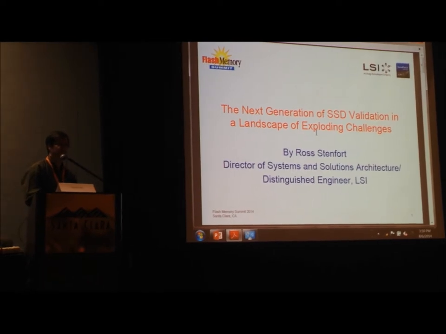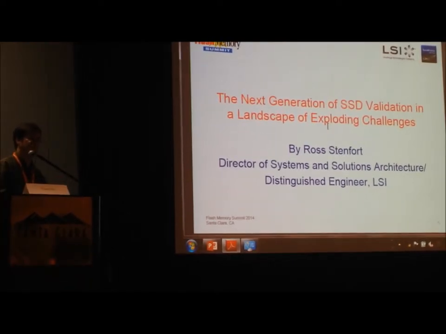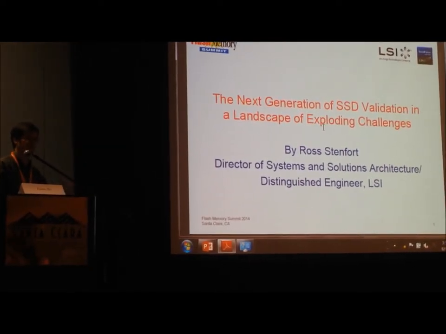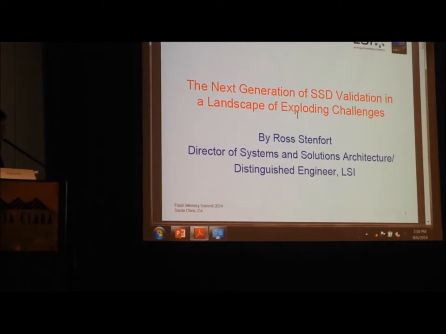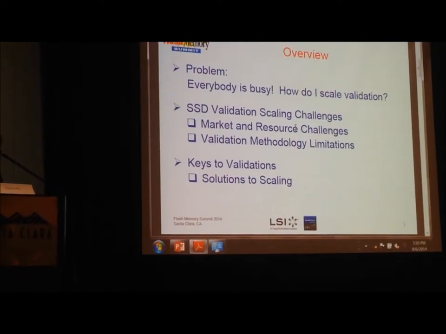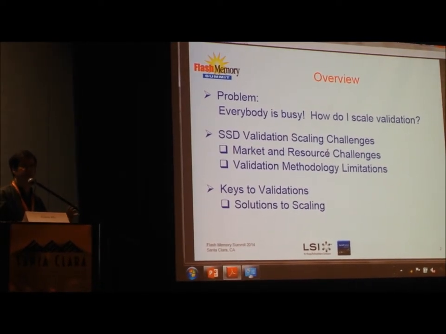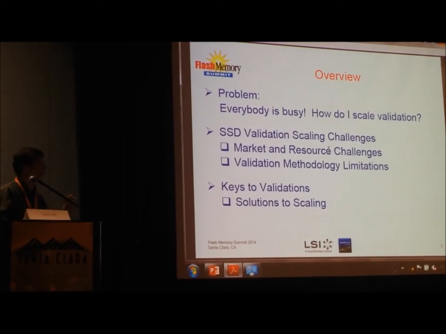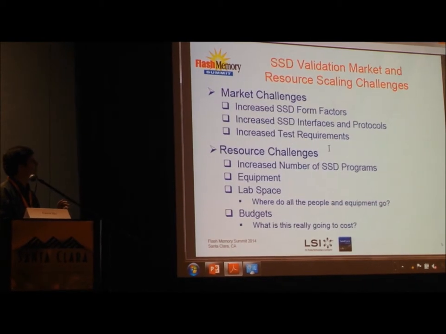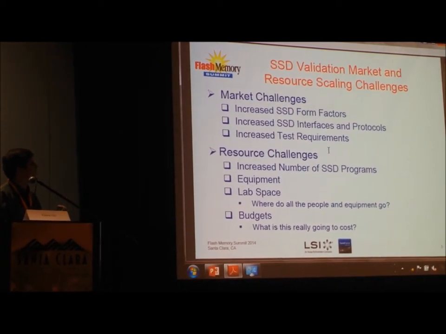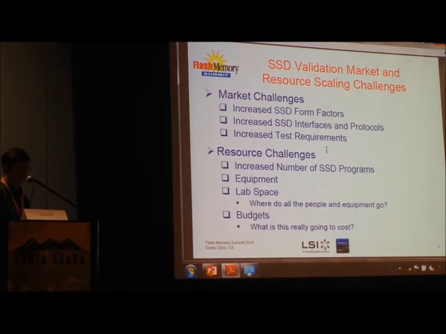So today we're going to talk about what are the problems with validation, the systemic issues that are making things more challenging, and then talk about solutions. So what is the problem? The problem is everybody's busy. How do I scale validation? How do I get more throughput and higher quality through the system? And what are the scaling and market challenges that are driving this?